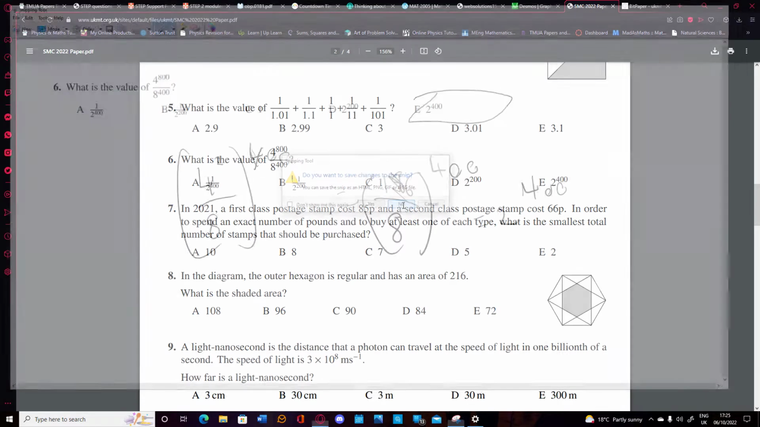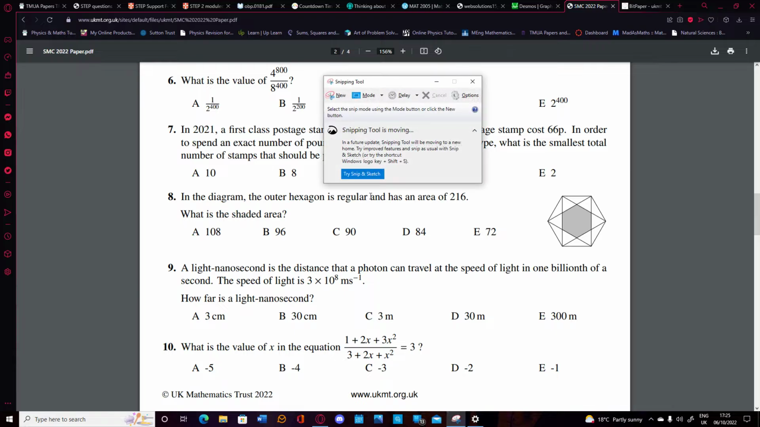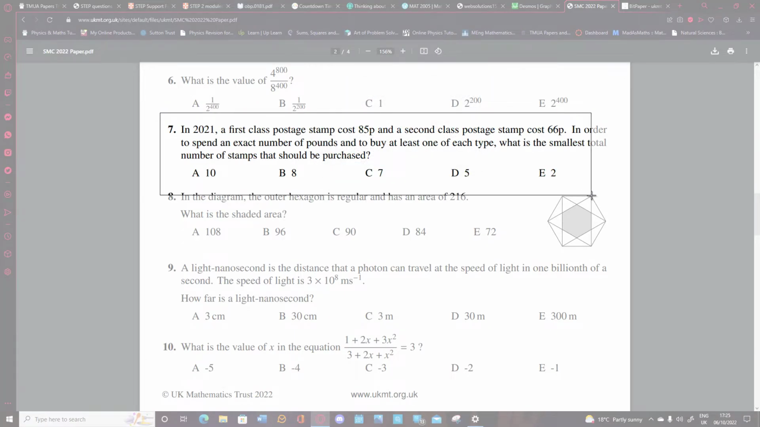Oh, what is happening? Snipping tool. There we go.